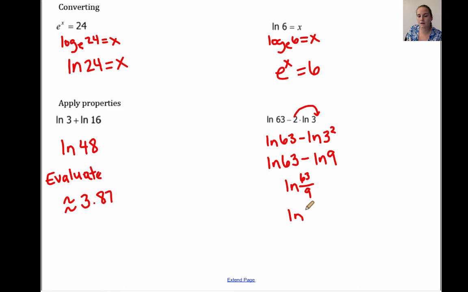So ln 7. So basically what we're saying is e to some power is 7. And we don't know because e is irrational. So if we wanted to evaluate it, we would type in ln 7, and we would get 1.95 approximately. Okay, let's move on.